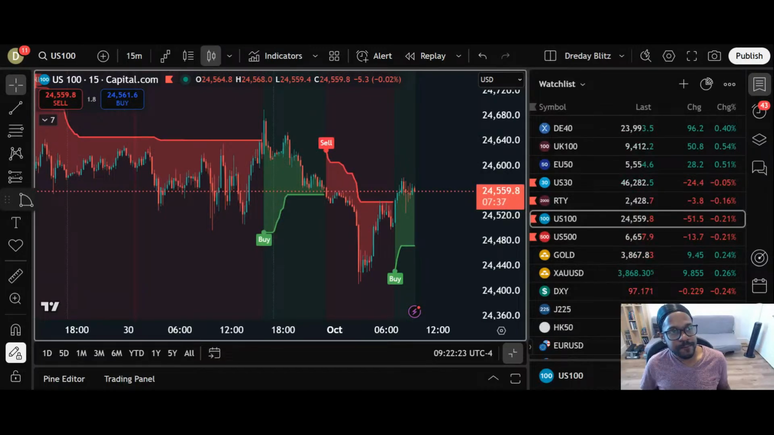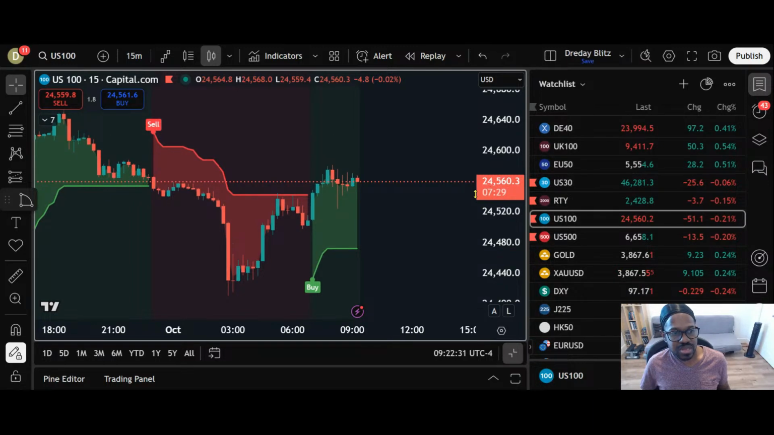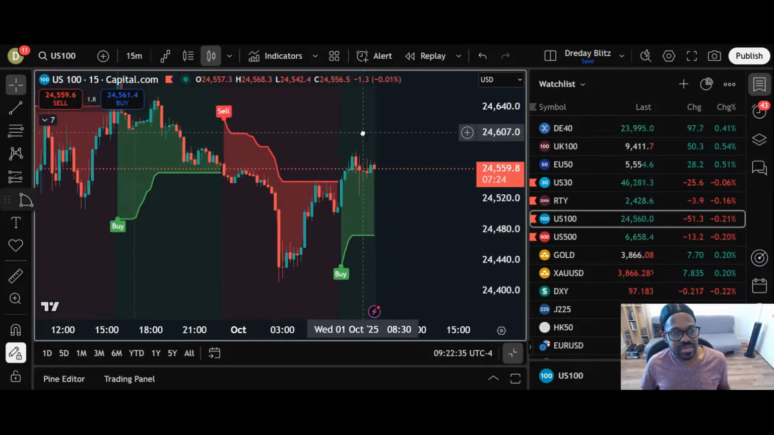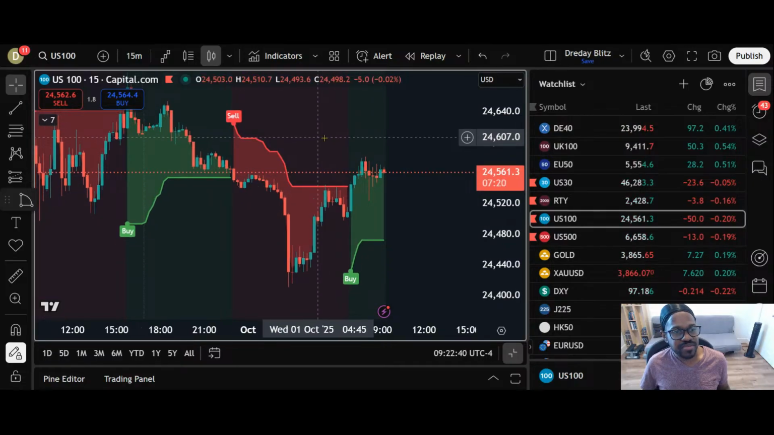Then we have the TradingView indicator. Right now we are looking at NASDAQ. Currently NASDAQ is trading to the upside, and what I'm seeing is we should have a retracement off of NASDAQ.